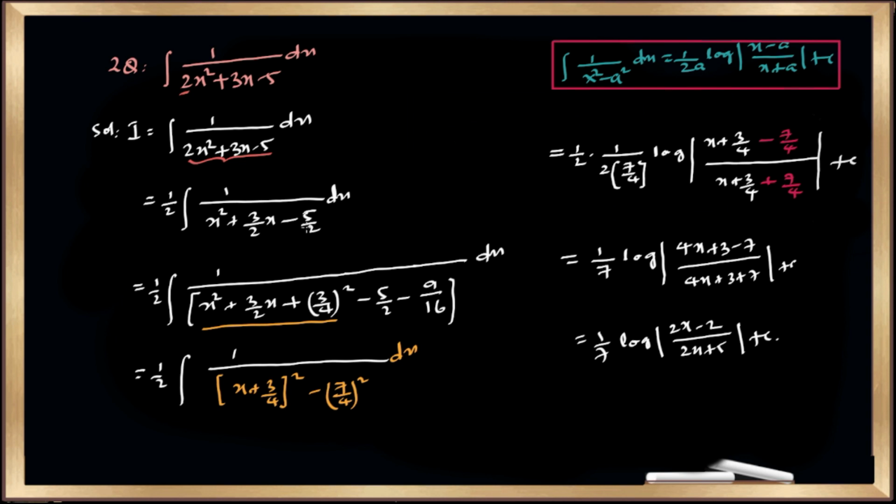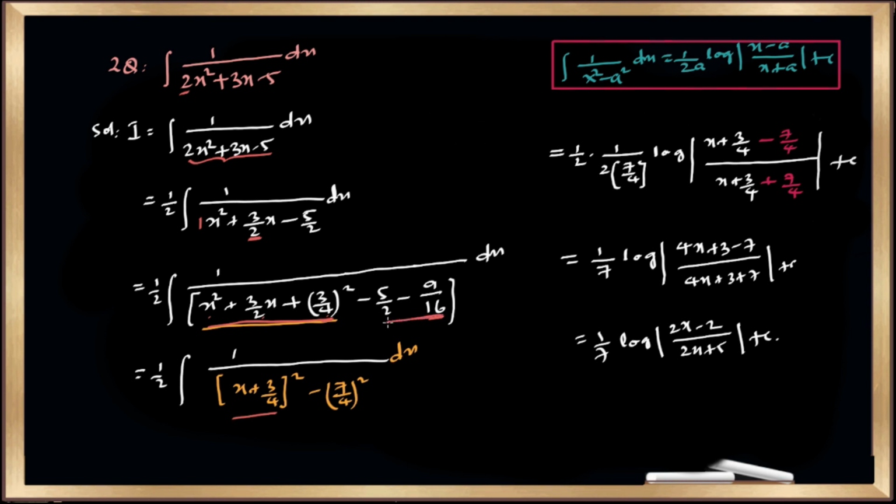Now we have to make a perfect square. Our x square coefficient is 1. Now what about the x coefficient? It is 3 by 2, and half of 3 by 2 is 3 by 4. So we add (3 by 4) whole square and subtract (3 by 4) whole square. So 1 by 2. Now this becomes in the form of a square plus 2ab plus b square, that is (a plus b) whole square.